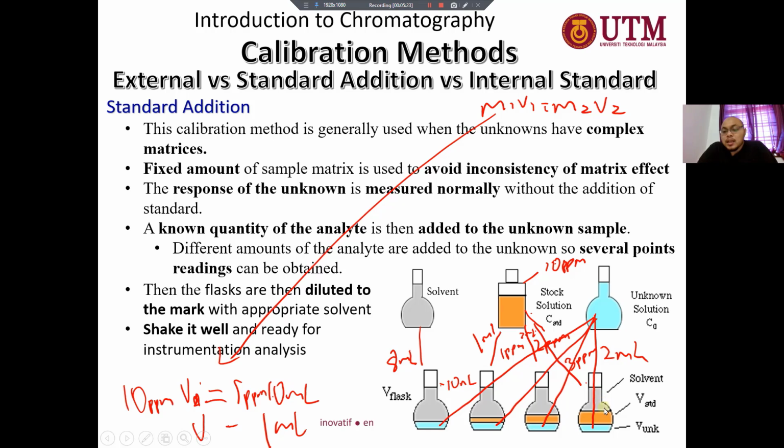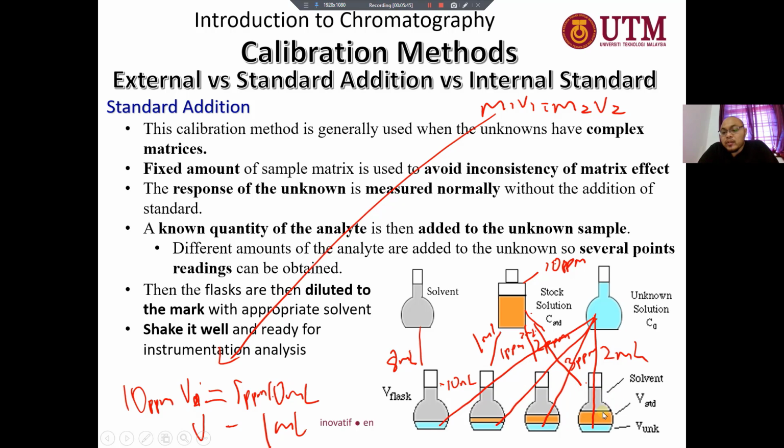Same goes for the third flask, or the third calibration point, when you want to prepare 3 ppm of the standard. You want to make this flask contain 3 ppm of your standard. So 3 ppm multiplied by 10 divided by 10, you get the V value of 3 mL. So you need to add 3 mL.